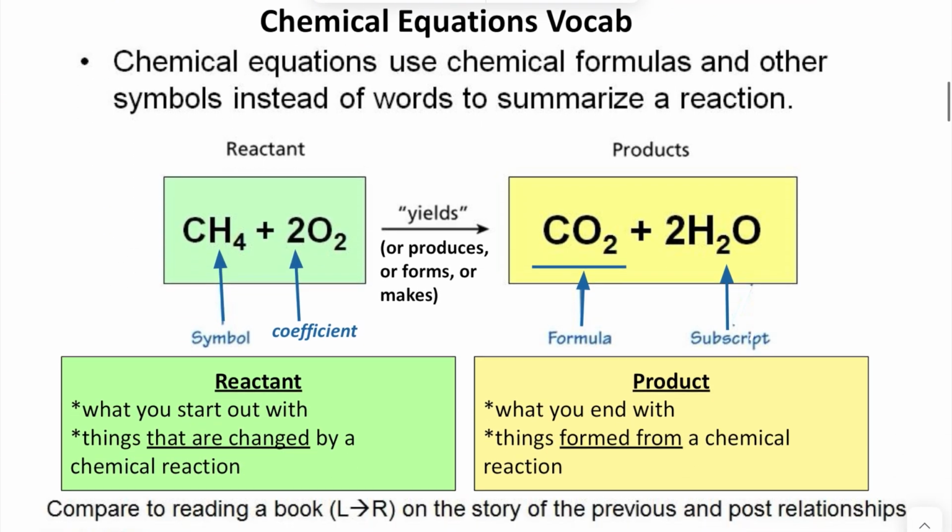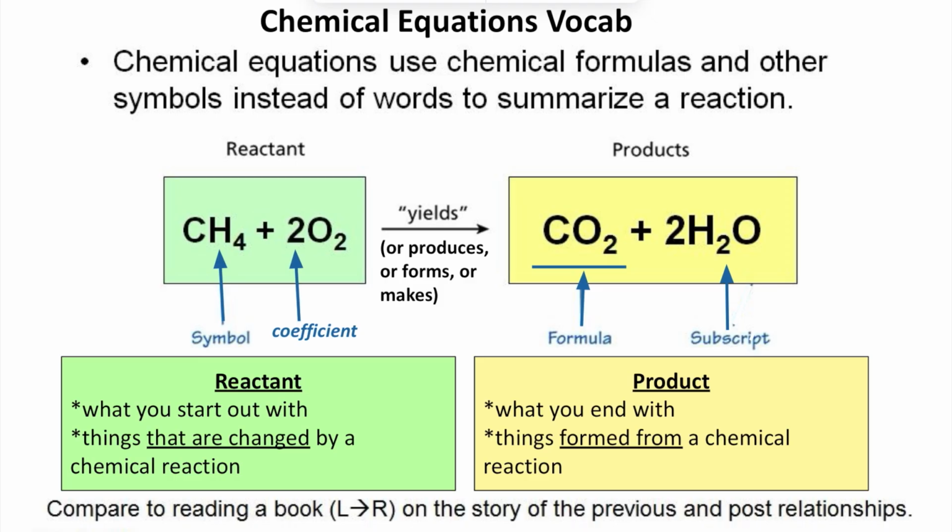For chemical reactions, we do have some vocab. We've got these chemical formulas, and we use symbols instead of words to summarize our reaction, because those symbols are kind of like a math equation, which is easier for us to work with. We have our chemical symbols, so carbon and hydrogen. Those numbers in front are called coefficients. The arrow, if we're reading it, might read yields, produces, forms, or makes. That tells us where our reactants are separated from our products. We have our full formulas for our compounds, and we also have our subscripts.